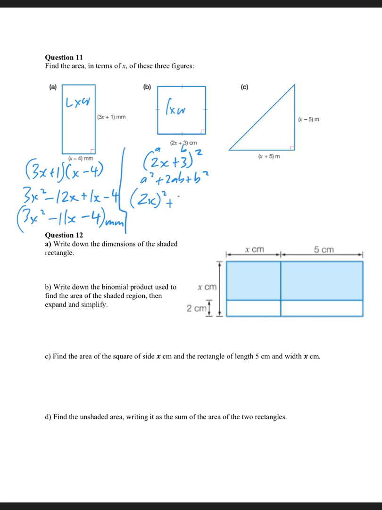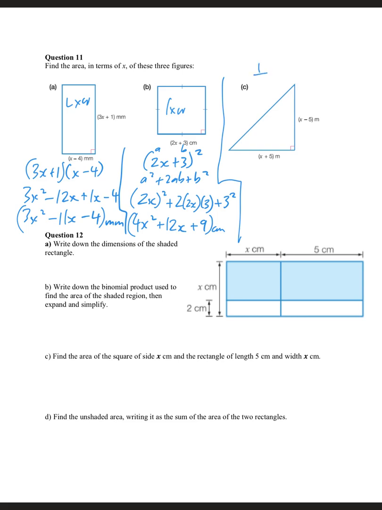2x squared plus 2 lots of 2x, and b is 3, and b squared would be 3 squared. 2x squared is 4x squared. 2 times 2x is 4x, times by 3 is 12x, and 3 squared is 9. And that is in centimeters.